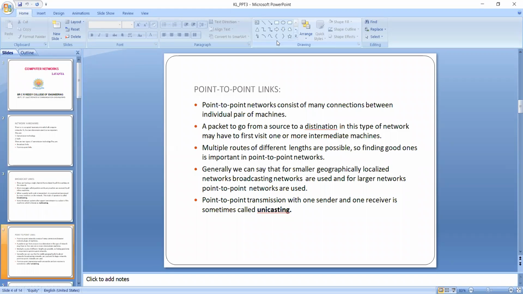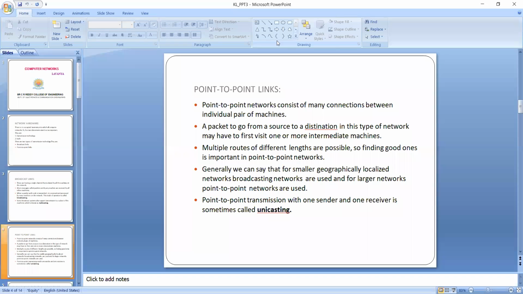So due to this, what happens if machine 1 sends a packet to machine 3? The main purpose of machine 1 is to send the message to machine 3. But in between, what happens? It has to visit the intermediate machines also, and then it reaches the destination. The same thing I am explaining in the PPT also. A point-to-point network consists of many connections between individual pairs of machines.